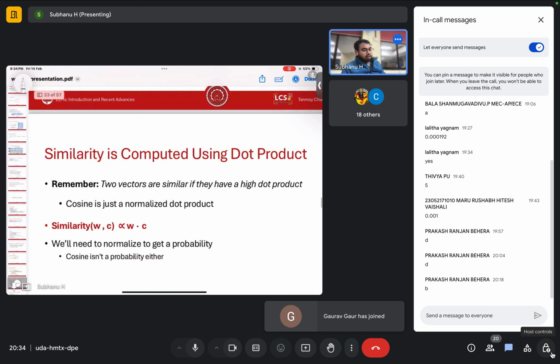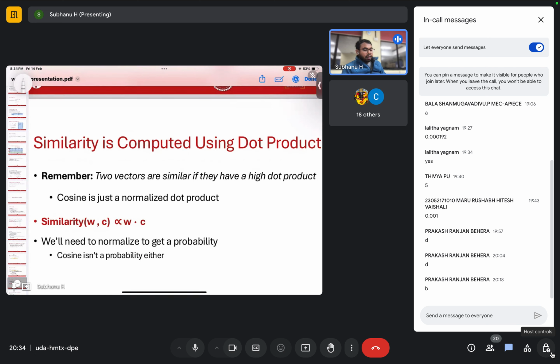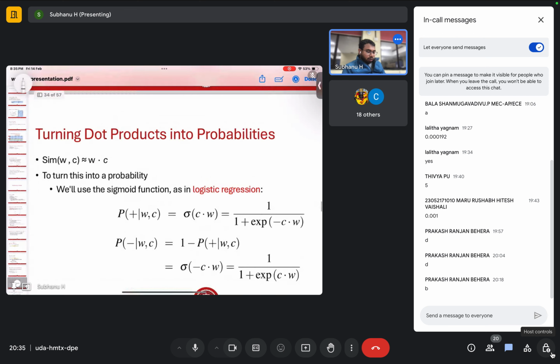So how do I solve this goal? We know that we can compute a similarity using the dot product, which is w dot c. Now this similarity can be calculated like this, and we can turn it into a probability using the sigmoid function, which is 1 over 1 plus e to the power minus x. So this is the count, this is the context, and this is the word.